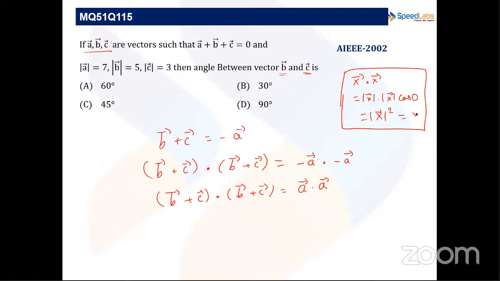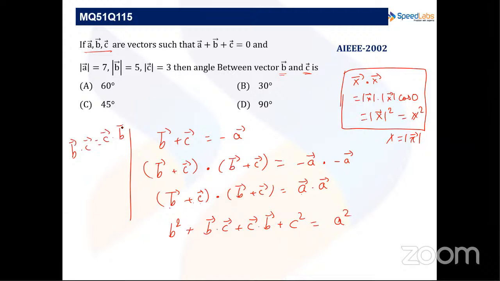Or we can write it simply as x square. Here x is representing mod of x, so here it will be b dot b, that will be mod b square, plus b dot c plus c dot b plus c dot c, that will be mod c square, and a dot a will be equal to mod a square. We are given the values, substituting these values, and the scalar product is commutative in nature, that is b dot c will be equal to c dot b.